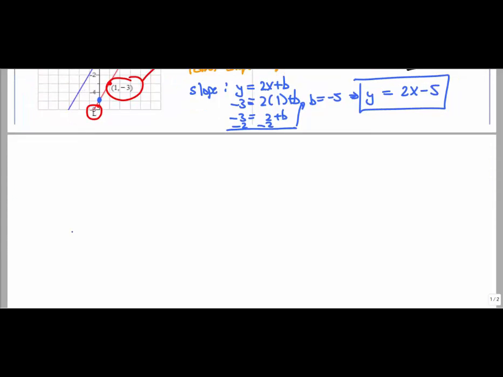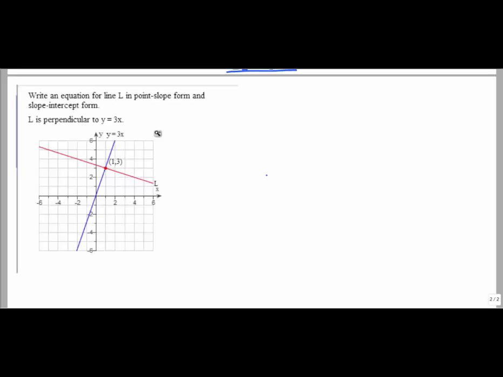Let's do another one where we're working with perpendicular lines. Okay, this one says write an equation for the line L in point-slope form. So remember point-slope form: y minus y1 equals m times the quantity x minus x1, and slope-intercept form, that's y equals mx plus b. And we know line L, so here's L this time, is perpendicular to this line, which is y equals 3x. So y equals 3x, the slope is 3.